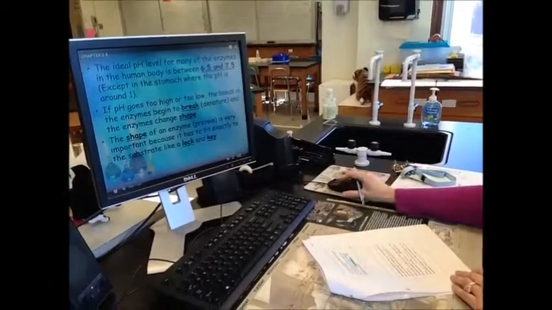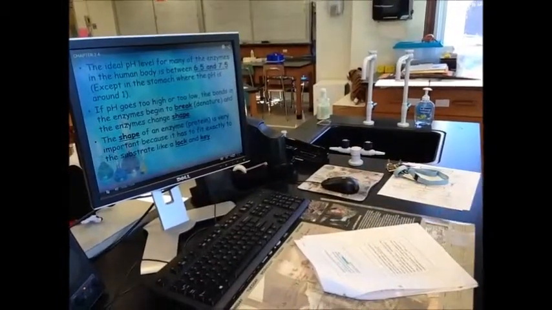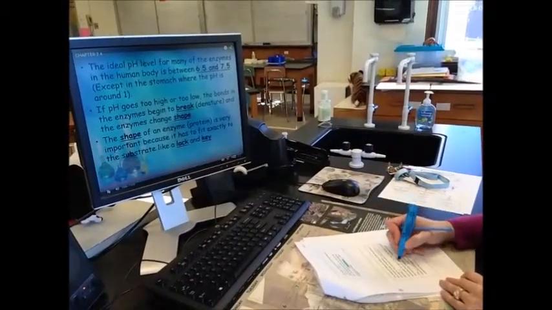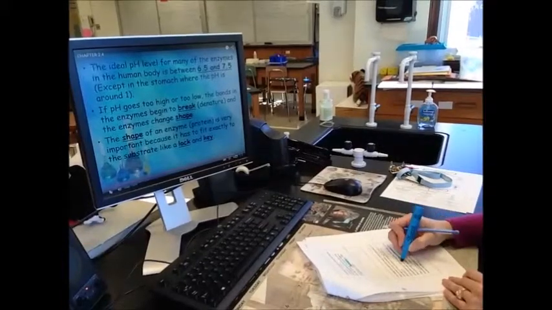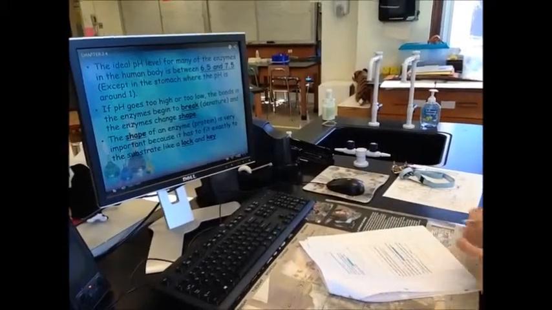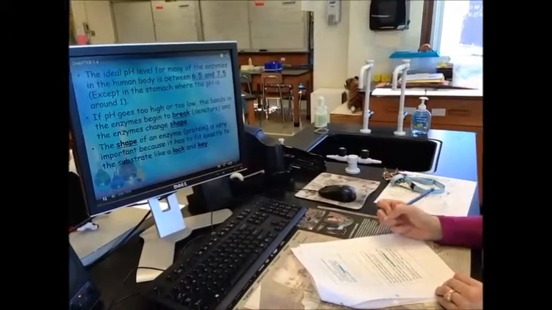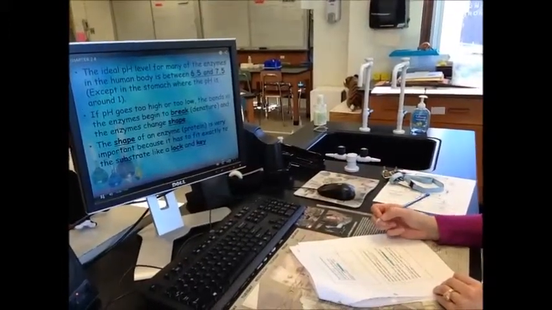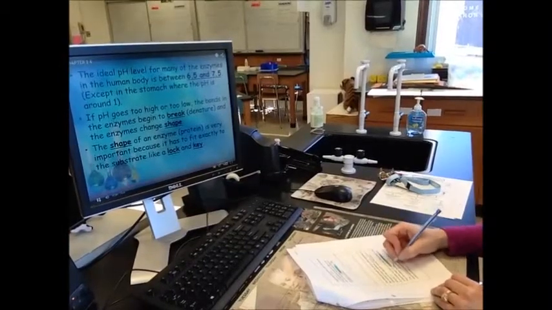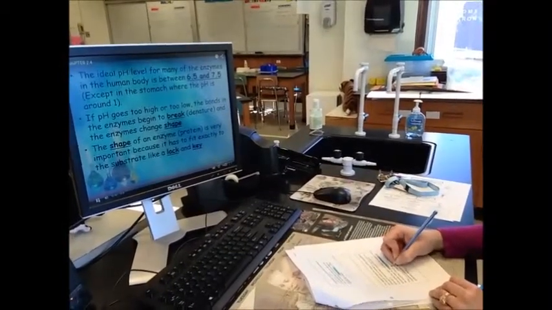If they change shape, you know what? I'm going to just highlight that break and denature again, because we're talking about pH and it's coming up with the same terminology. Break and denature. I just want to remember that because that's a key vocab word. They don't do what they're supposed to do. The shape of the enzyme is very important because it has to fit exactly to the substrate like lock and key.